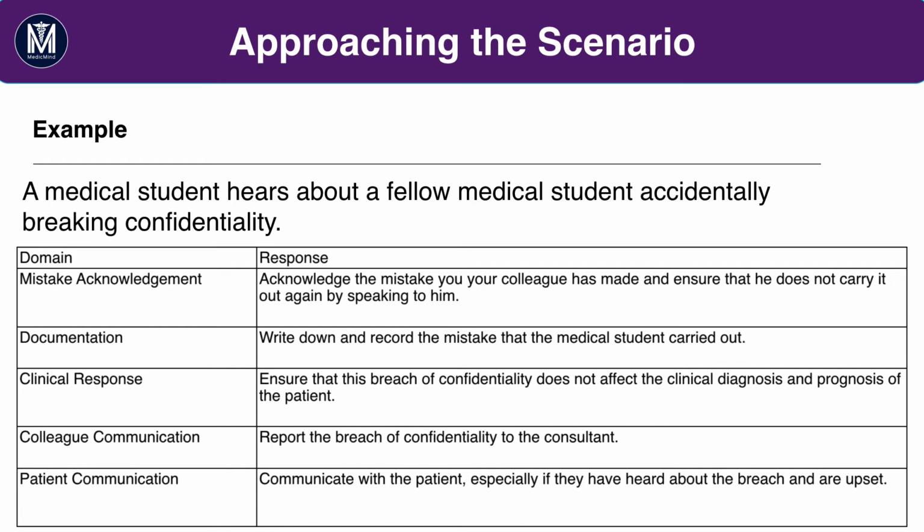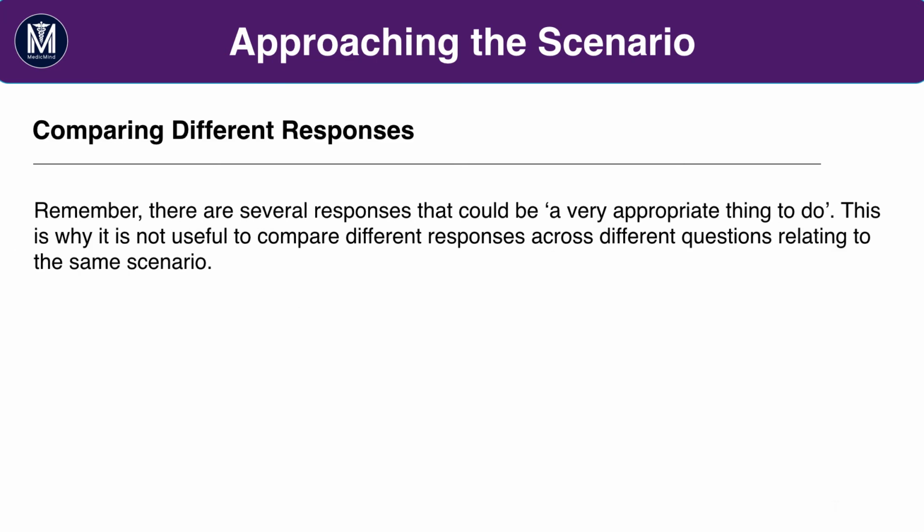Ensuring that this breach of confidentiality does not affect the clinical diagnosis and prognosis of the patient is a very appropriate clinical response. Reporting the breach of confidentiality to the consultant is a very appropriate example of colleague communication. And lastly, communicating with the patient, especially if they had heard about the breach and are upset, is a very appropriate form of patient communication. Just to reiterate, do not try and compare different responses. As we've just shown, there could be a very large number of responses that could be a very appropriate thing to do. So that's one thing that you cannot do at all.